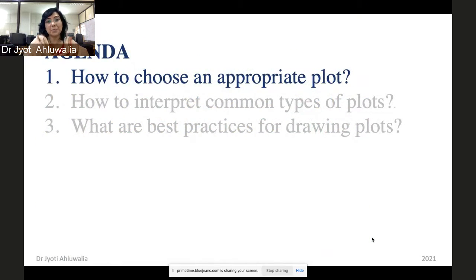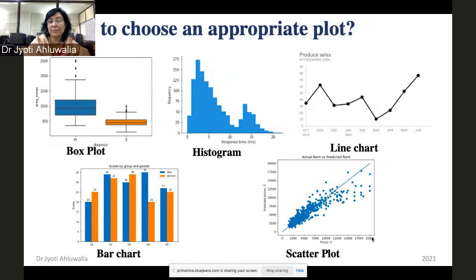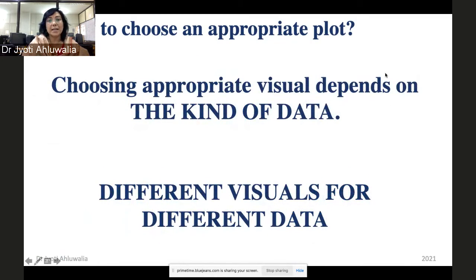So let's come to our first point of how to choose an appropriate plot. Now we have a host of plots. I've presented here just a few of them. There are innumerable types of plots and charts and graphs that are available. Just to name a few, we have the box plot here, a histogram, a line chart, a bar chart, a scatter plot, and so on. So which graph should be used for which kind of data? For example, a box plot. When should I use it? When should I use a line plot? Let's look at, so how do I choose an appropriate plot?